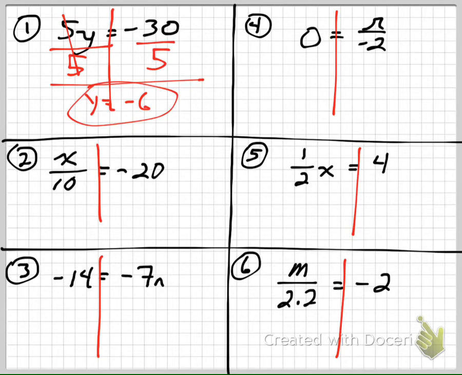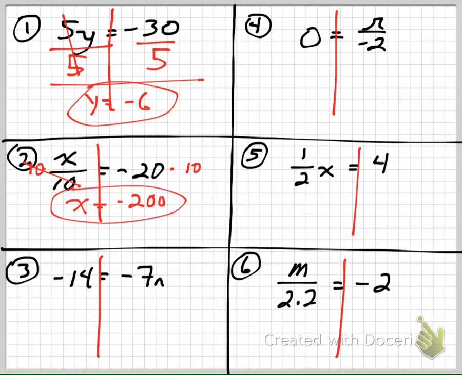Here we go. Number 2. Line down the equal sign. Is the variable happy? No. Why not? Not alone. Who's with him? The 10. What's the 10 doing to him? Dividing him. What's the opposite of divide by 10? Multiply by 10. Those 10s are gone. x equals negative 20 multiplied by a positive 10, not divided. It's negative 200.